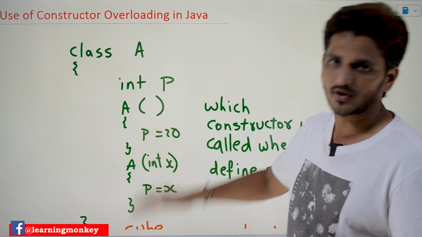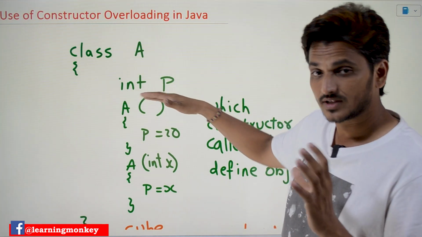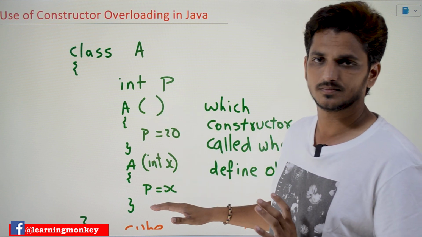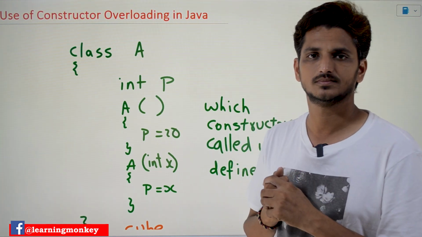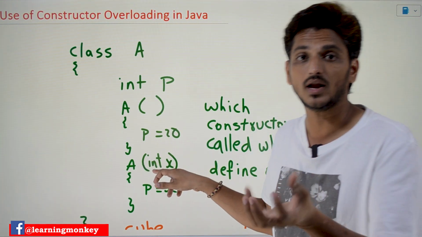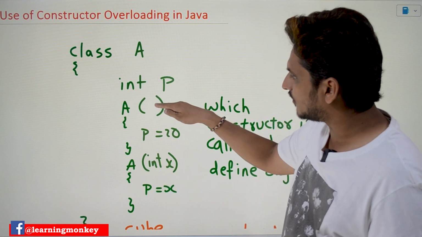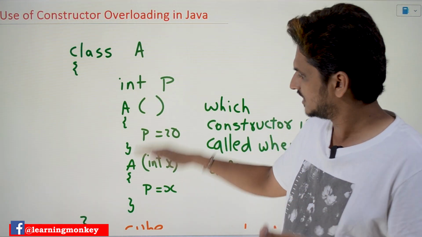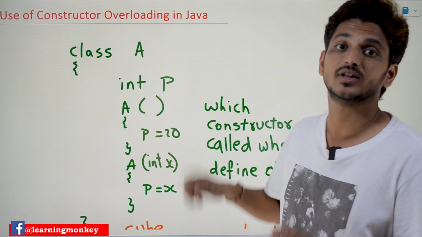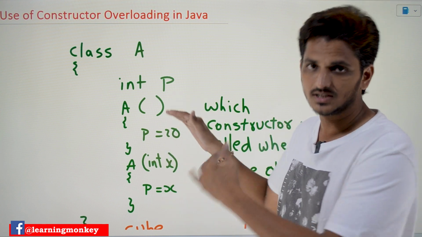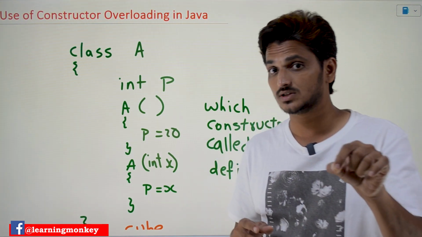You can write any number of constructors, but there is a point you have to understand. What is the difference you observed between these two constructors? Here, this constructor is not going to take any input values. But this constructor is going to take one input value of type integer. So A() and A(int x), we call them constructor signatures. These two have different signatures. Yes, it is allowed.